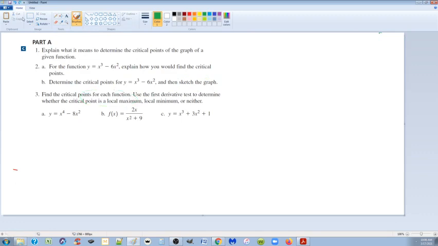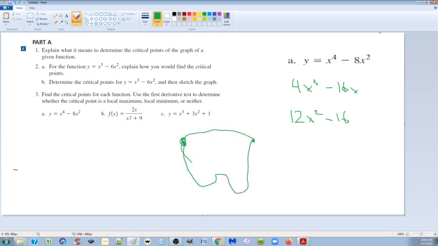Find the critical points for each function. I'm going to also do the second derivatives here. So first derivative, 4x cubed minus 16x, and second derivative, 12x squared minus 16. Now, right away, notice this is a quartic, so it's going to start in quadrant 2, possibly do a W, and then end in quadrant 1, because it's positive.